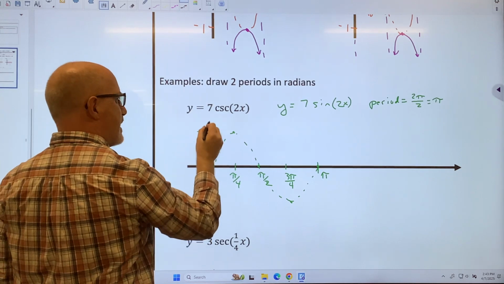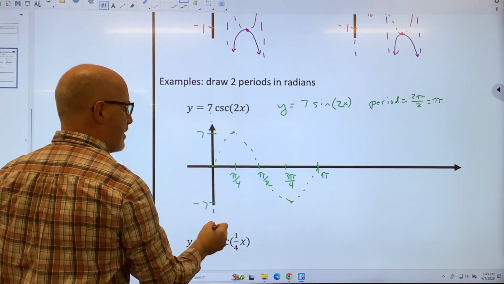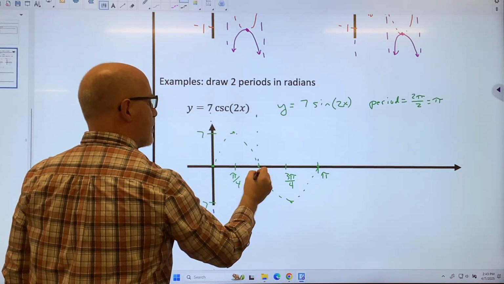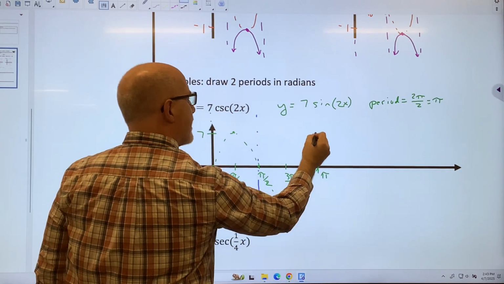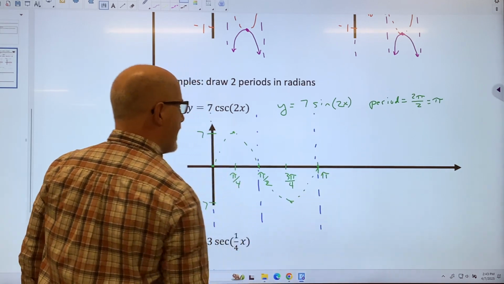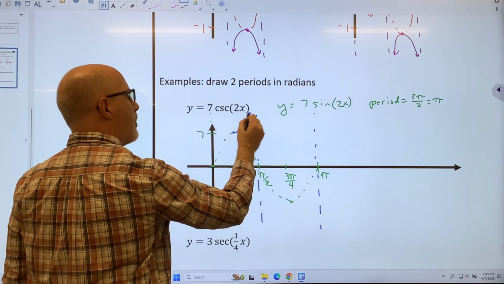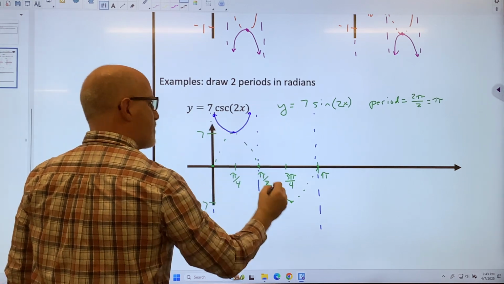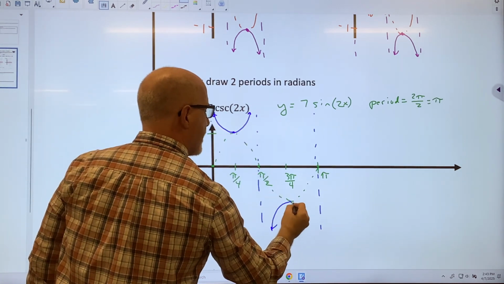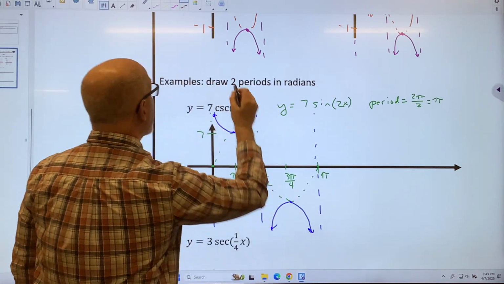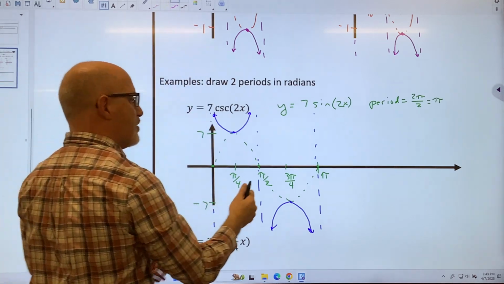Now wherever it crosses the axis, that's an asymptote. So here's my asymptotes for the graph. Okay, and then on this one we're going to go up, and then this one we're going to go down reciprocally. Now let's go ahead and complete our 2 periods.